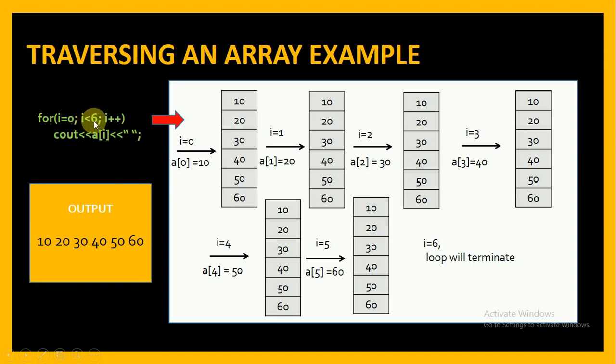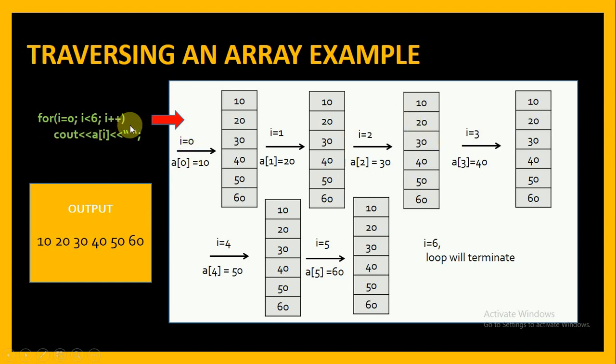1 again is less than 6, so the condition is true, and it will execute the statement. Here i is 1 and A[1] is 20. You can see this is the first element of the array, and A[1] is 20. So 20 will be displayed here. Now again i will be incremented. This time i will become 2, and 2 is again less than 6. So the condition is true and this statement will be executed. When i is 2, A[2] is equal to 30. This is 0, 1 and this is 2. So A[2] is equal to 30, and 30 will be displayed in the output.